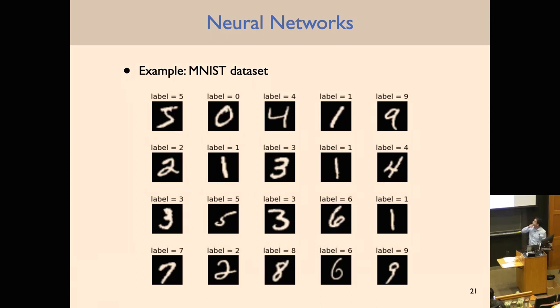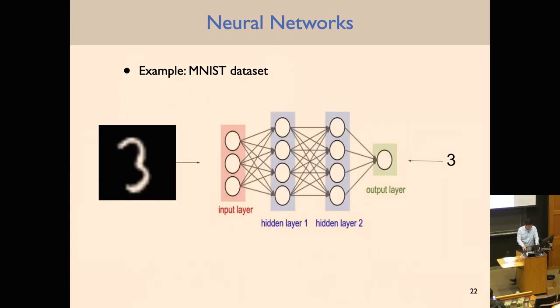So just as an example, this is the MNIST data set. It's a data set of labeled images corresponding to handwritten digits. Each image is just a black and white or grayscale image with a handwritten digit, and we have a label corresponding to each image.